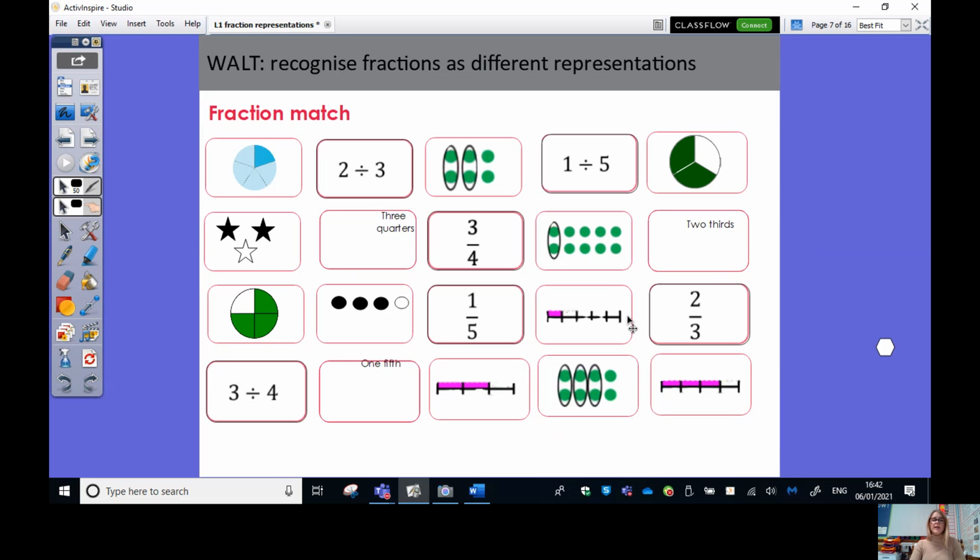So looking really carefully, I want you to start grouping these representations of which ones are the same. So if you pause the video and have a go at that and then come back and we're going to have a look at the answers together. Off you go.